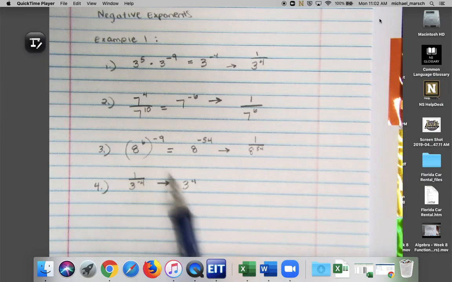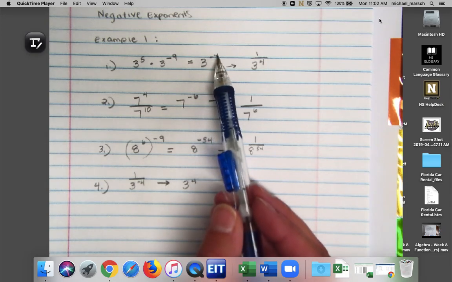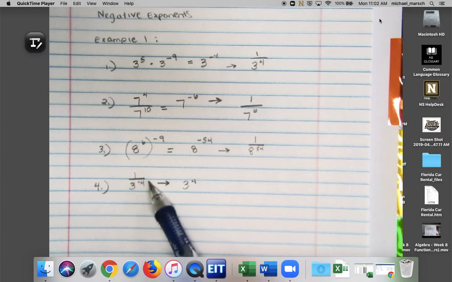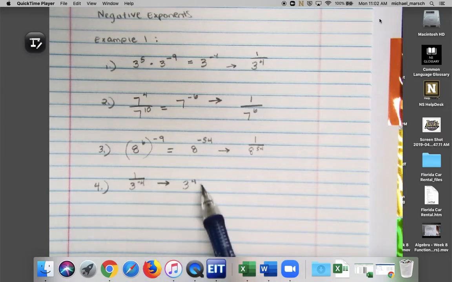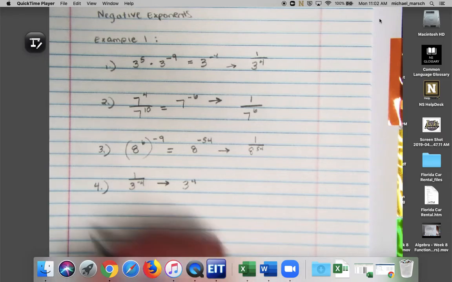Right? So now I'm going backwards, right? If I have a whole number base with a negative exponent, I turn it into the denominator. If the negative exponent's in the denominator, it becomes the numerator. But I don't have to do the 1 over this, right? Because that's just an improper fraction. Right? So let's try another one.